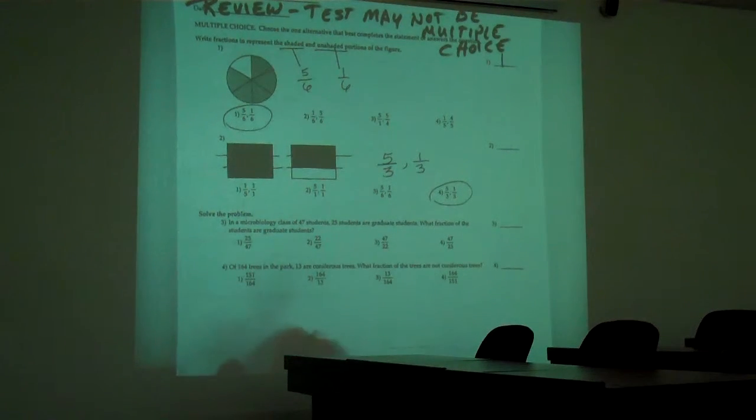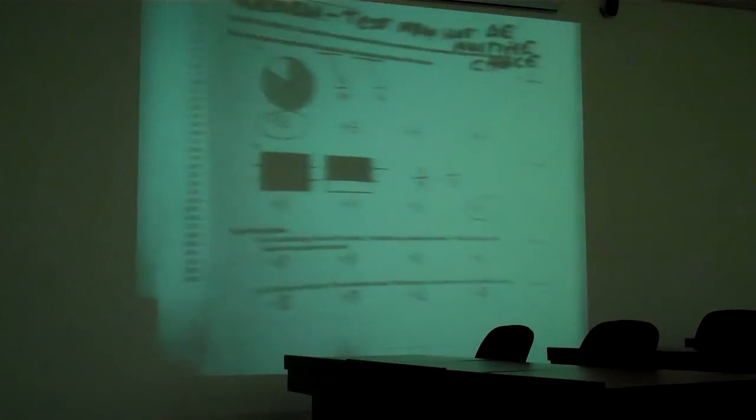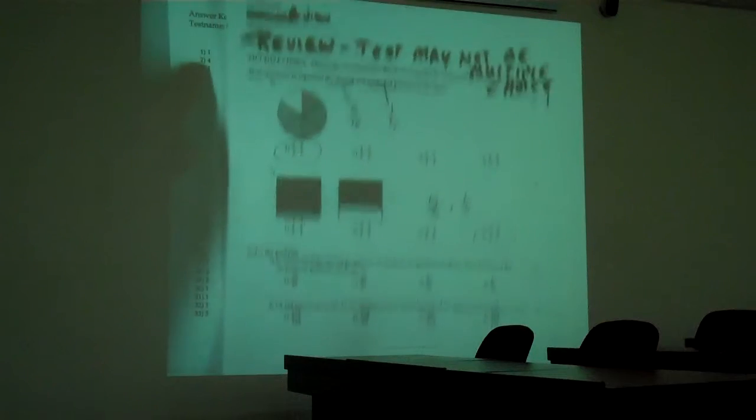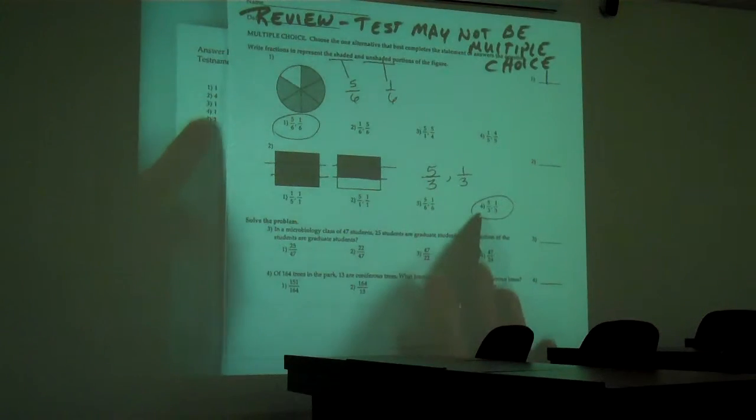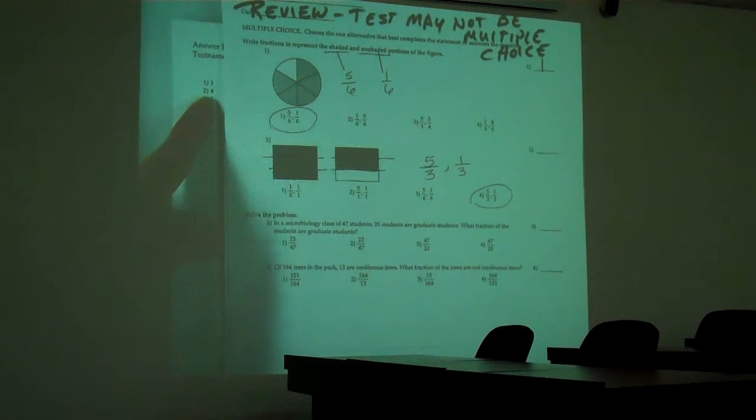And your answers are on the very back page. If you flip it over, you'll see the answers. So anytime during this, you can look back to make sure that we did the right answer. See, number 2 is 4. So you could see that we did do it right.